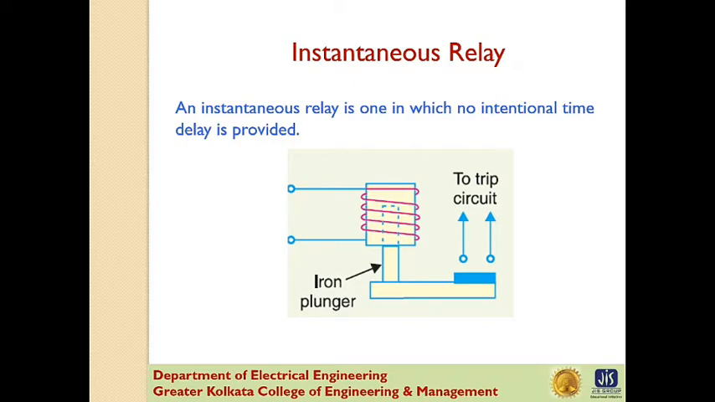Instantaneous relay. An instantaneous relay is one in which no intentional time delay is provided. In this case, the relay contacts are closed immediately after current in the relay coil exceeds the minimum calibrated value. Now, this figure shows the instantaneous solenoid type relay. Although there will be a short time interval between the instant of pickup and the closing of the relay contacts, no intentional time delay has been added.